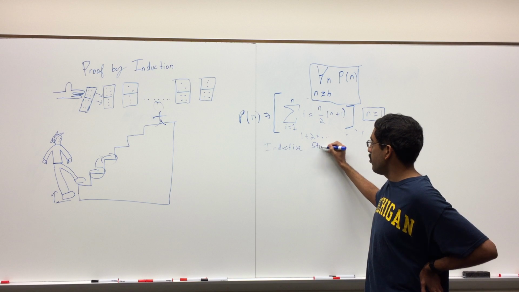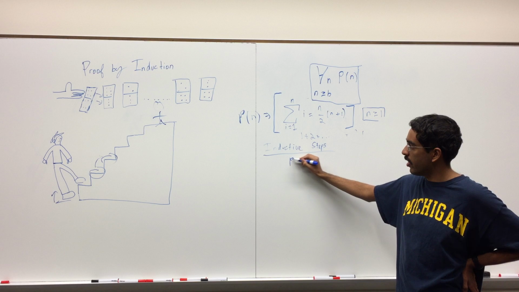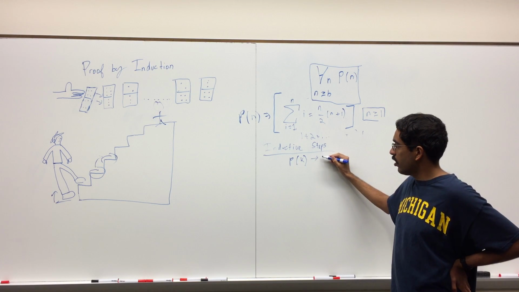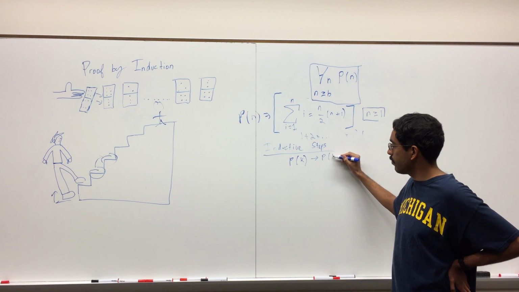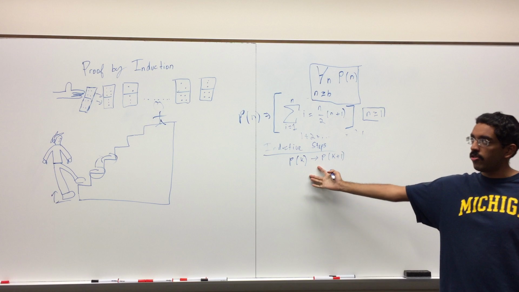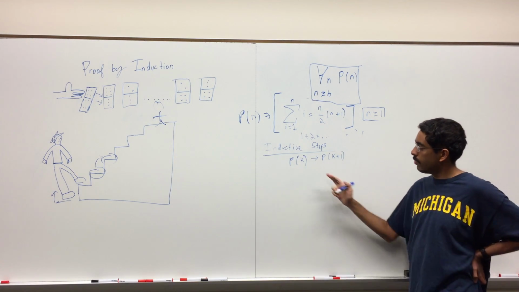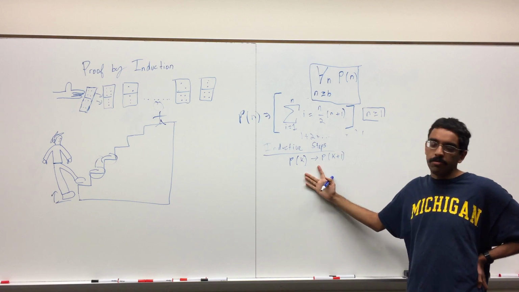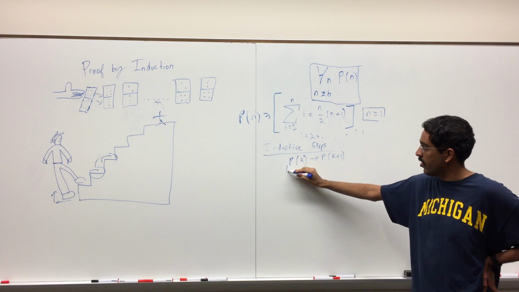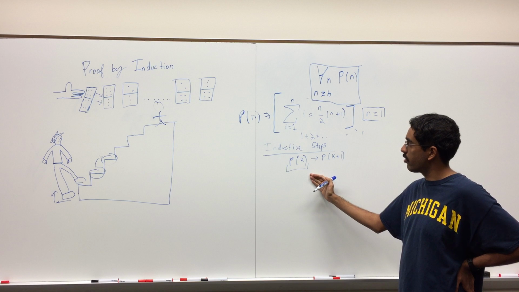Well, inductive steps in mathematical proofs take the form where we want to prove that P of k implies P of k plus 1. We have to prove that this is true in order to complete our proof by induction. Okay, so how do we prove a conditional statement? To prove a conditional statement, we first assume that this is true. Suppose that P of k is true.